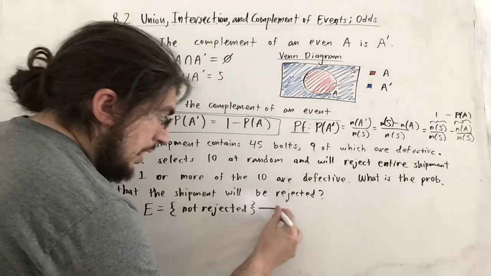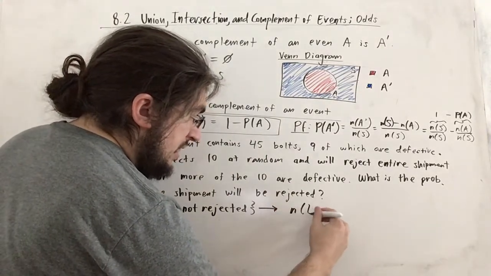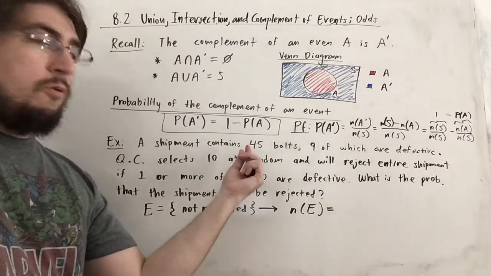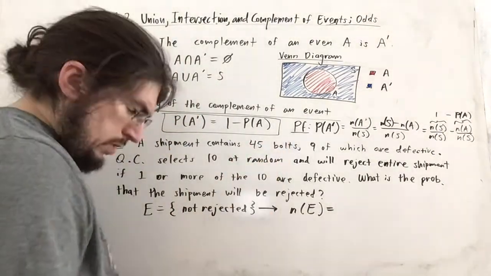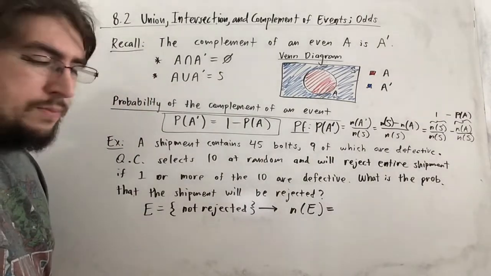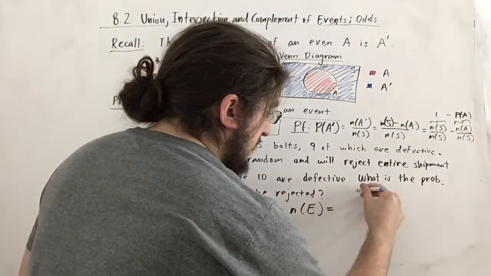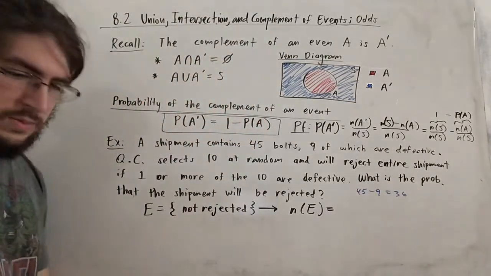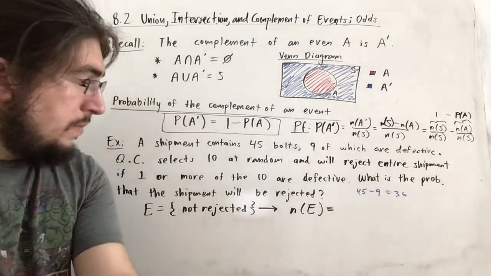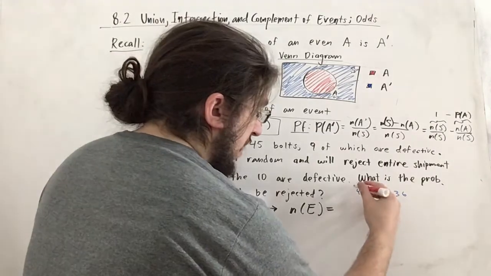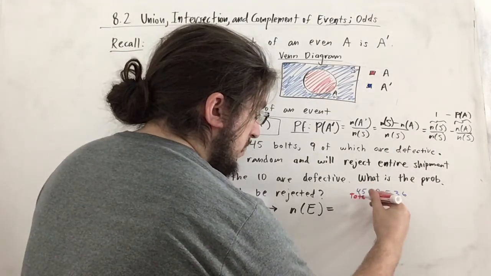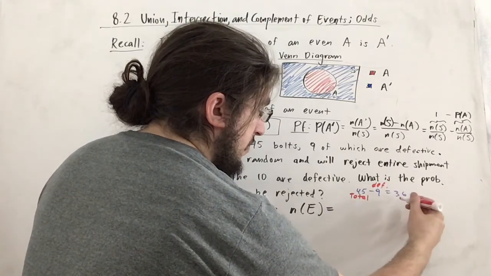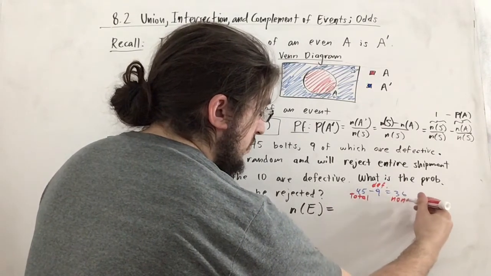So what this implies is that the number of things in E is just the number of ways you can choose, well, 45 minus 9, which by the way, let me write in blue here. 45 minus 9 is 36. So just to highlight what I'm trying to say here, 45 is the total number of bolts, 9 is the number of defective bolts or bad bolts, and then 36 would be the number of non-defective or good bolts.